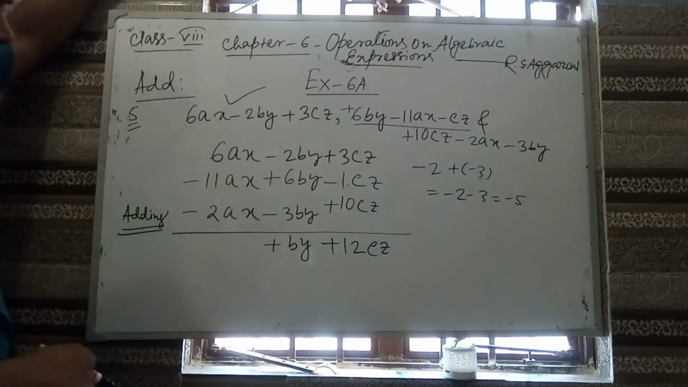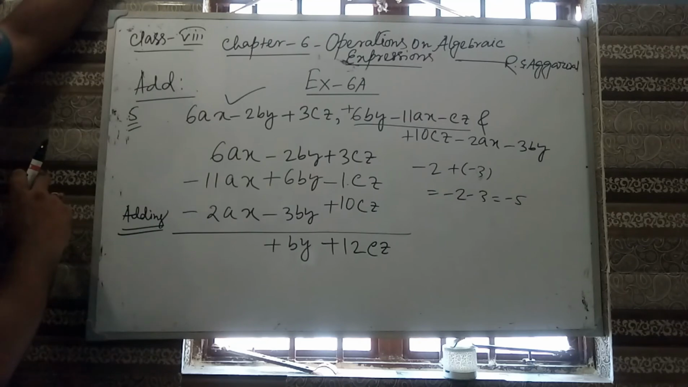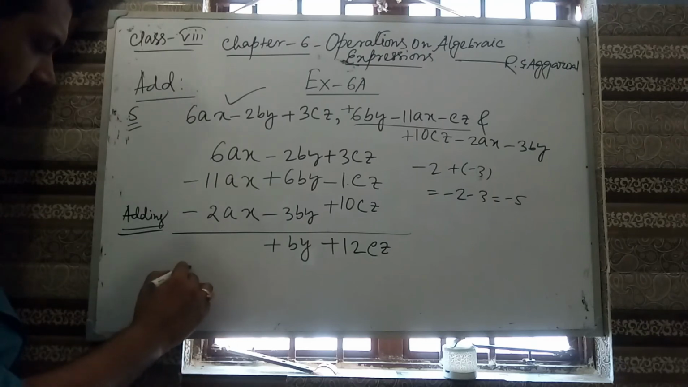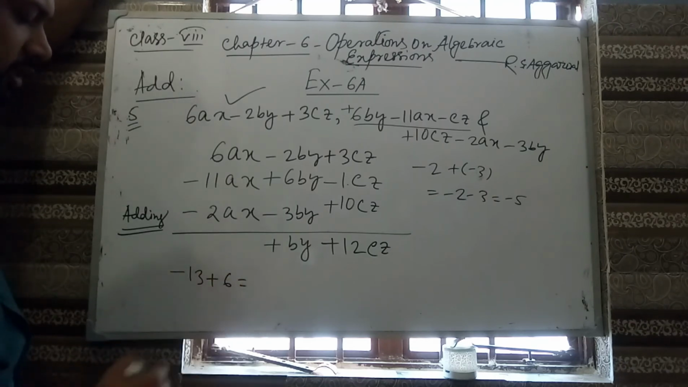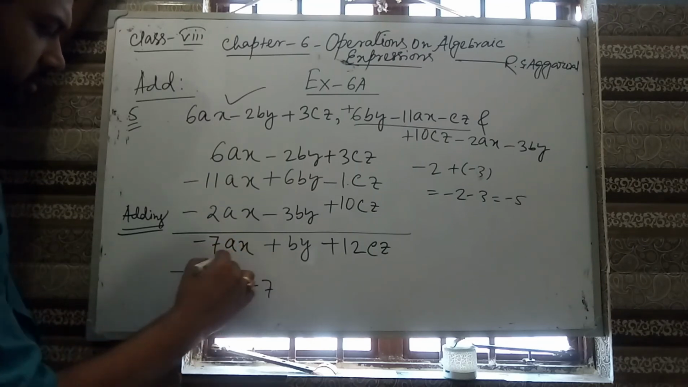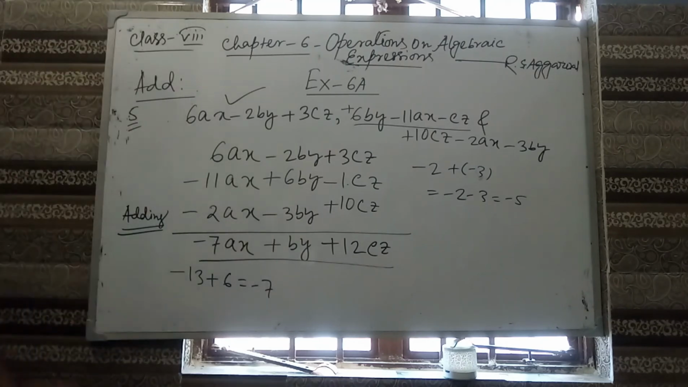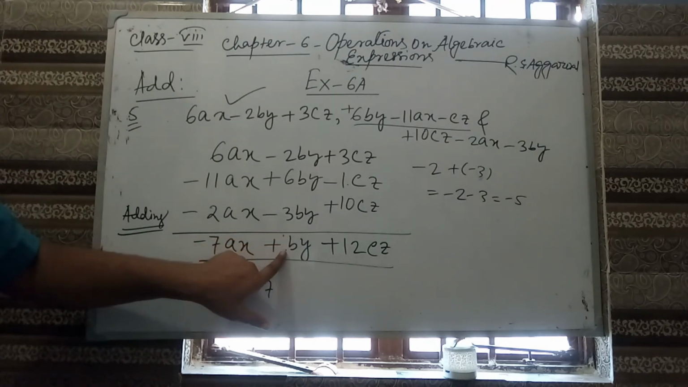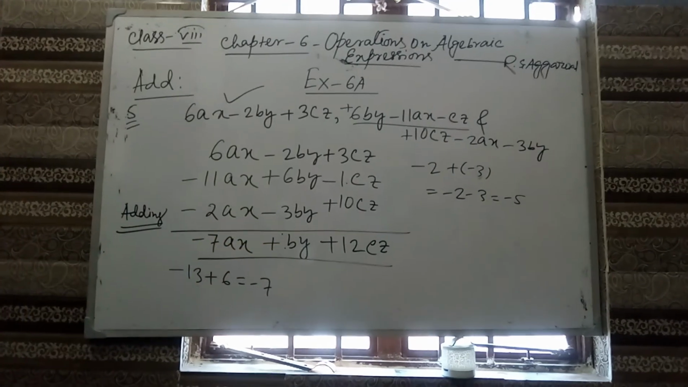In the next step, 6 is plus, but minus 11 and minus 2 give you minus 13. Minus 13 and plus 6 give you minus 7. So it will be minus 7AX. That is your result. Here we have nothing with BY, which means we are left with 1 into BY. So you can write 1BY or simply write only BY. Is that clear?